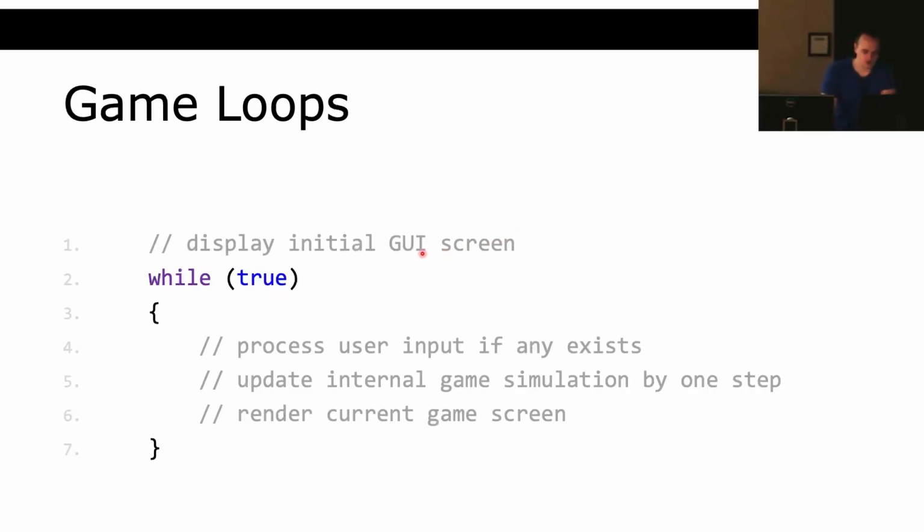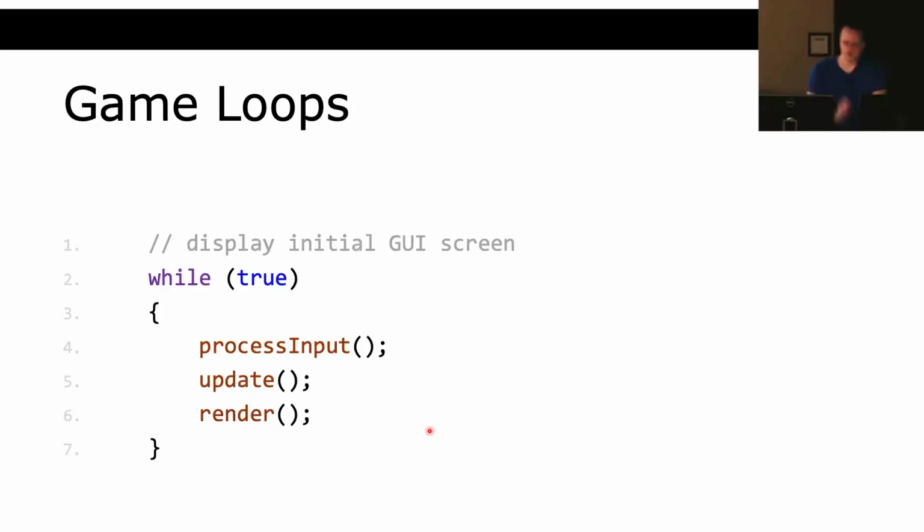So with a game, you're going to display some initial screen or user interface or menu or whatever to the user. Then the important part here is that you're going to process the user input if any exists, right? We've been doing this so far in our course. We have that little loop in the game engine that goes over any events that have happened, and then we do things based on those events. Then we are going to update the internal game simulation by one step, and then we're going to render the game screen, right? So user input, update of the game state, and then render that game state. And so in a little more programmer-friendly manner, we have these functions here.